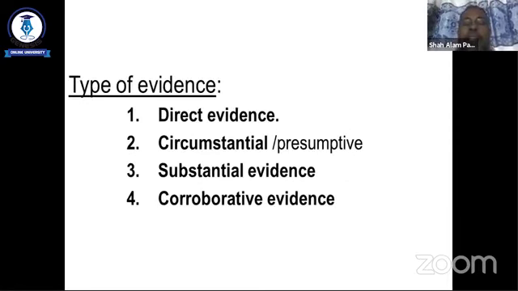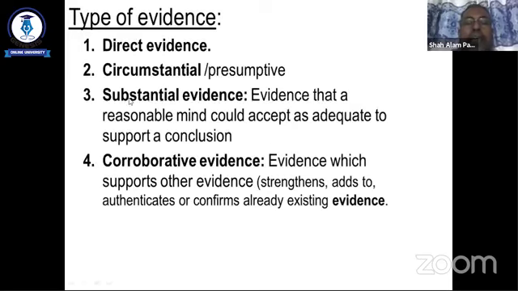Types of evidence: it may be direct evidence, circumstantial evidence, substantial evidence, corroborative evidence. Substantial evidence is evidence that a reasonable mind could accept as adequate to support a conclusion. But corroborative evidence will support other evidence, either strengthening that evidence, adding to it, authenticating it, or confirming already existing evidence.